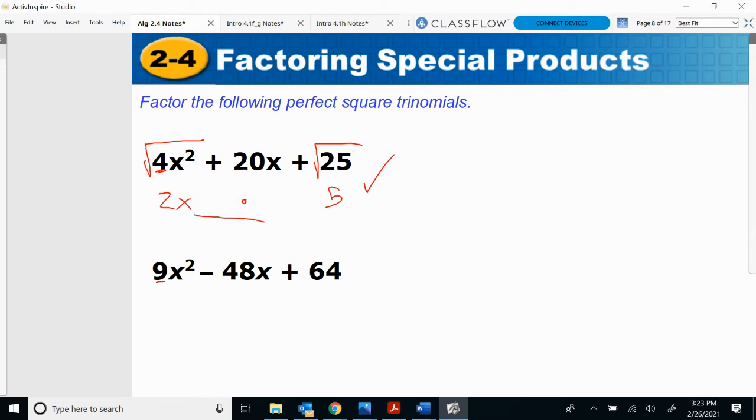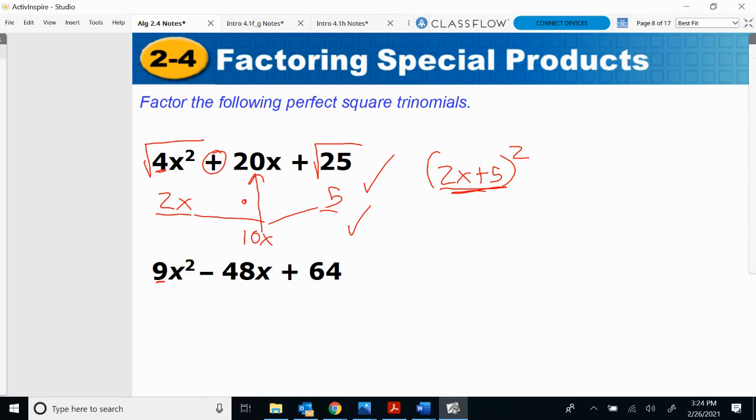Second check, we're going to multiply them together, and we end up with 10x, and we check to see if it is exactly half of the middle. Okay, it is. So now we know what got multiplied together. We're going to group up this term and the operation in front of the middle, and we're going to end up with 2x plus 5, and we can just write it with a power of 2 right there, because we know it is 2 of these that got multiplied together.